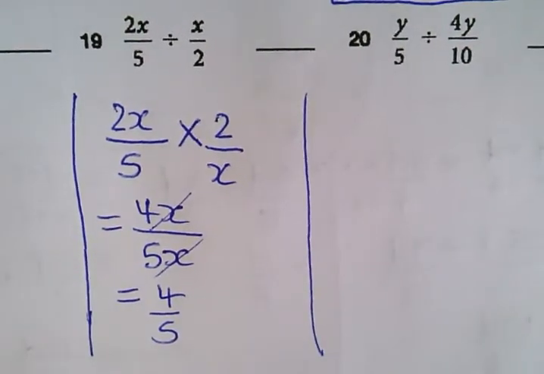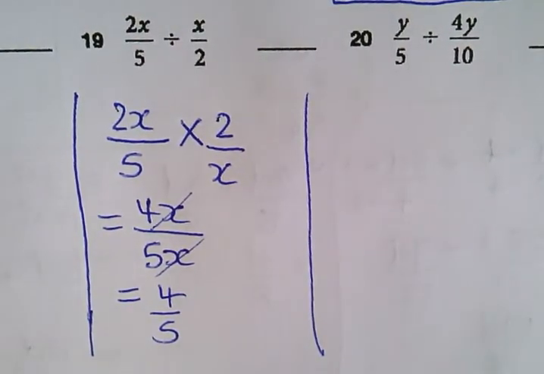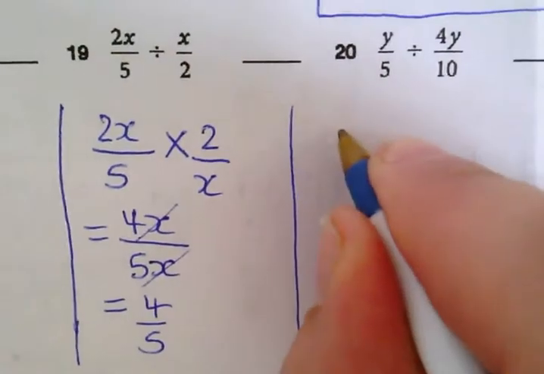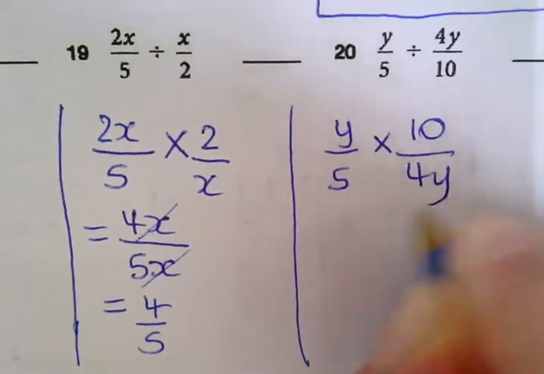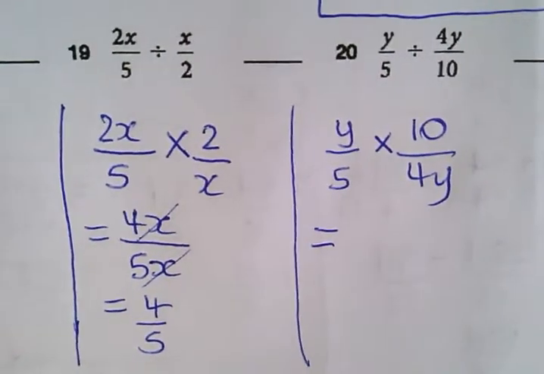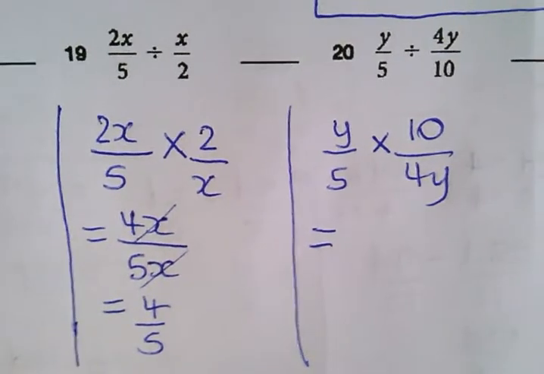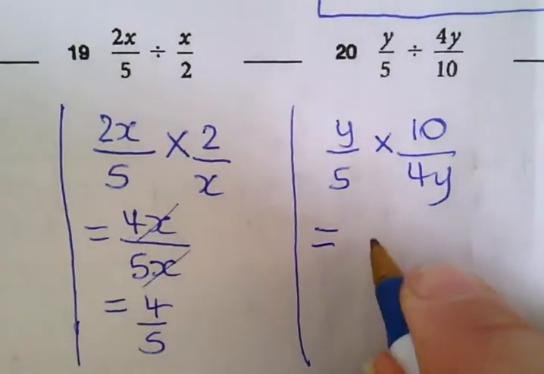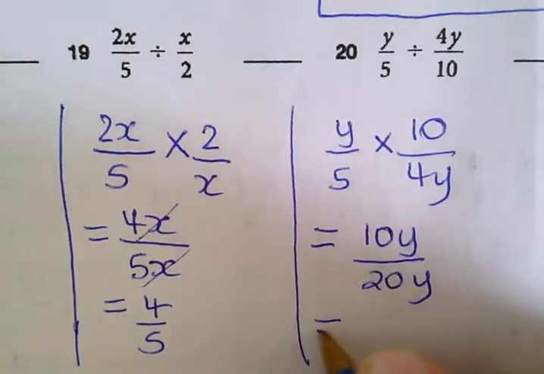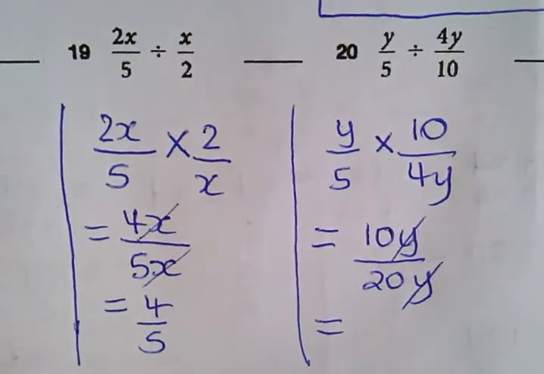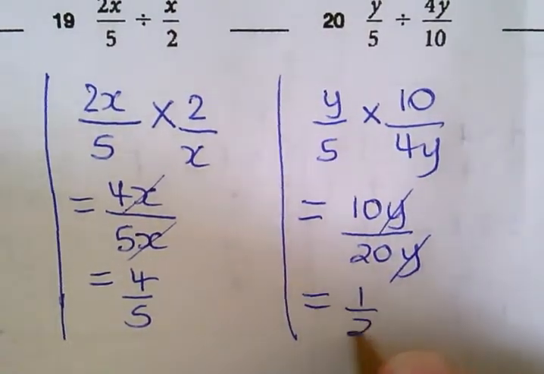So the only difference with dividing is we change the divide to a times and we flip the second thing after it. Not the first thing, the second one. And don't flip both. So it's keep, change the divide to a times, and flip the second fraction. Okay, what have we got? 10y over 20y. The y's cancel, and 10 over 20 is a half.